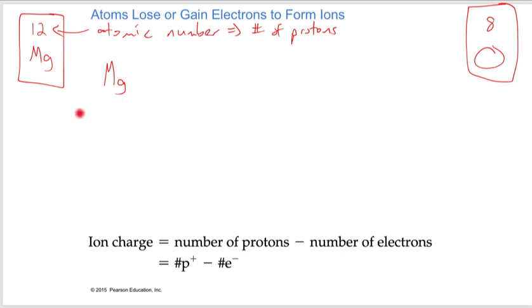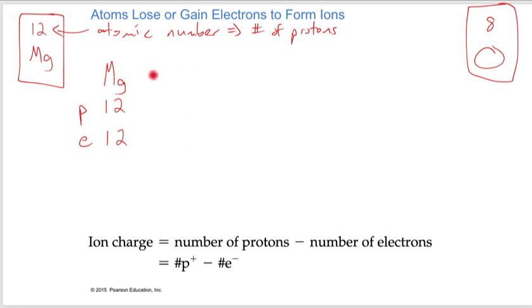Now we already know that it has, let me just use P as proton, E as electron, 12 protons because by definition, that's what magnesium does. It just has 12 protons. If it doesn't have 12 protons, it's not magnesium. Now, since there's no charge on this particular atom, this elemental form of magnesium, it also has 12 electrons.